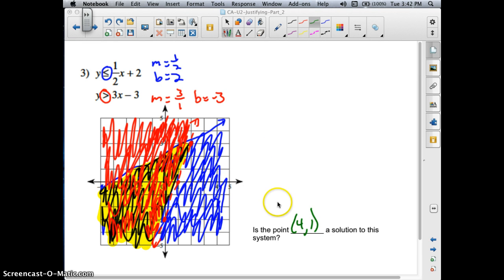Here's a question. Is the point (4, 1) a solution to this system? Well, to determine that, you find the point (4, 1) on the graph and you look to see if it's part of the overlapped region. If it is, it's a solution to the system. But if it's only on one part of the shading or no shading at all, then it's not a solution to the system. For a system of inequalities, a point is a solution if it's in the overlapped shaded region.